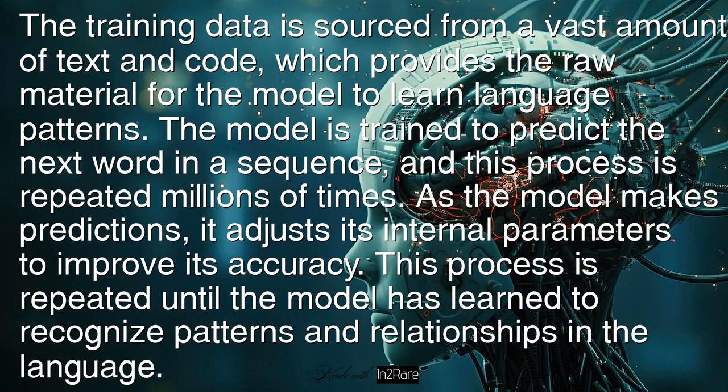The training data is sourced from a vast amount of text and code, which provides the raw material for the model to learn language patterns. The model is trained to predict the next word in a sequence, and this process is repeated millions of times. As the model makes predictions, it adjusts its internal parameters to improve its accuracy. This process is repeated until the model has learned to recognize patterns and relationships in the language.